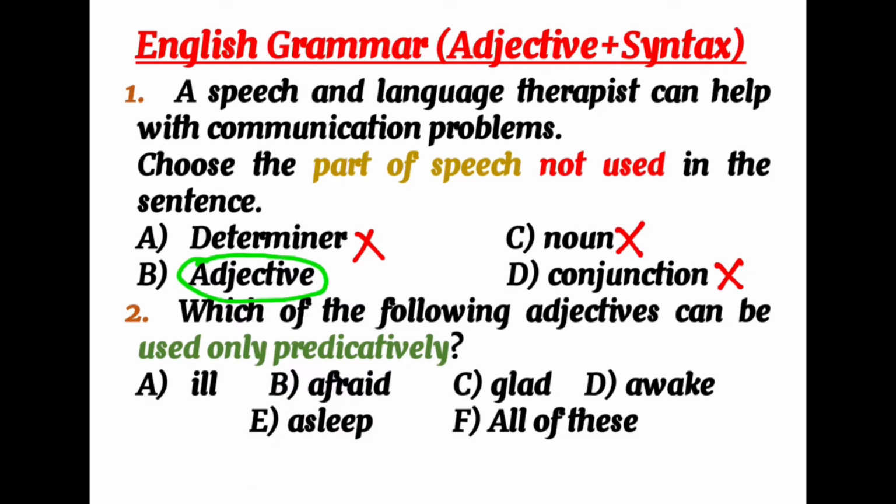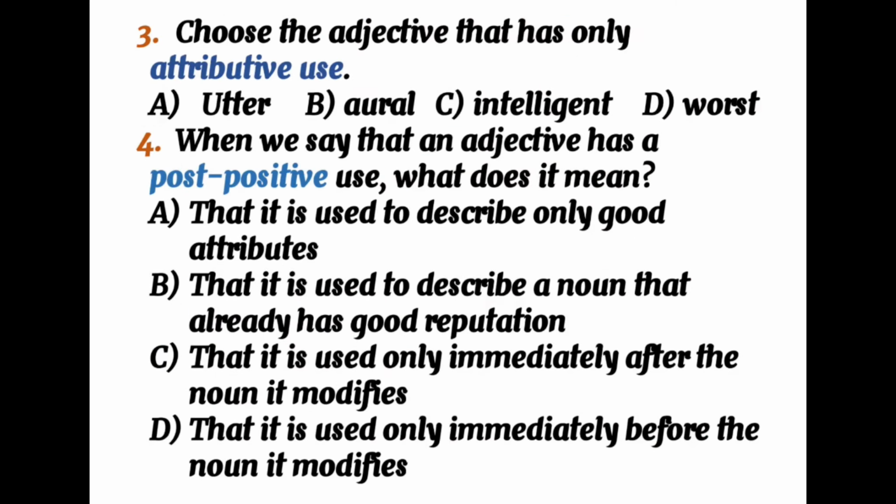It means that all of them are used only predicatively, right? They do not have any attributive use. Attributive is immediately before the noun. Predicative is not immediately before the noun, but after the noun. The noun is in the subject slot, and the adjectives are in the predicative position. The answer is very easy. All of these adjectives can be used only predicatively. They do not have any attributive use.